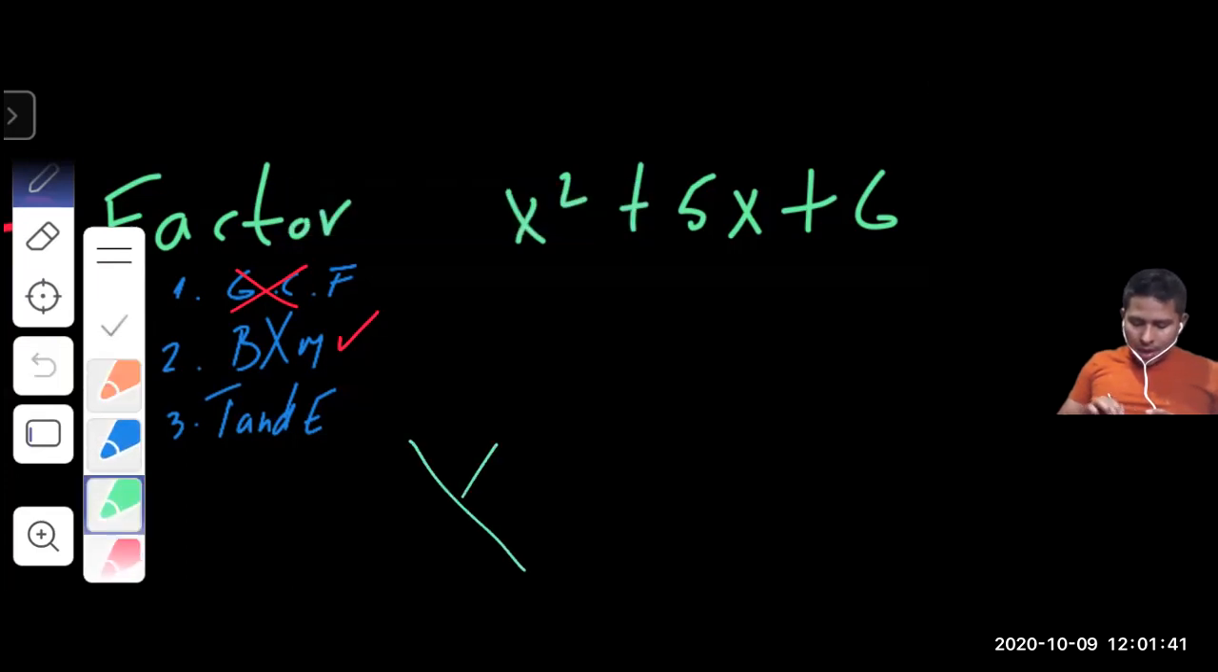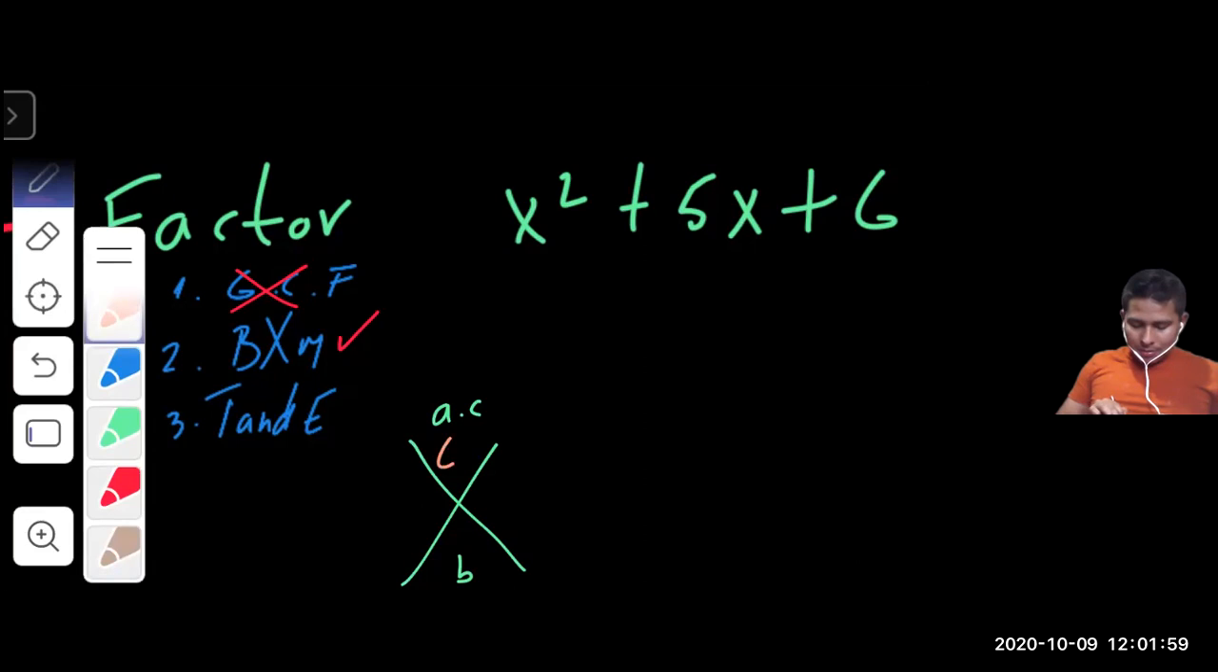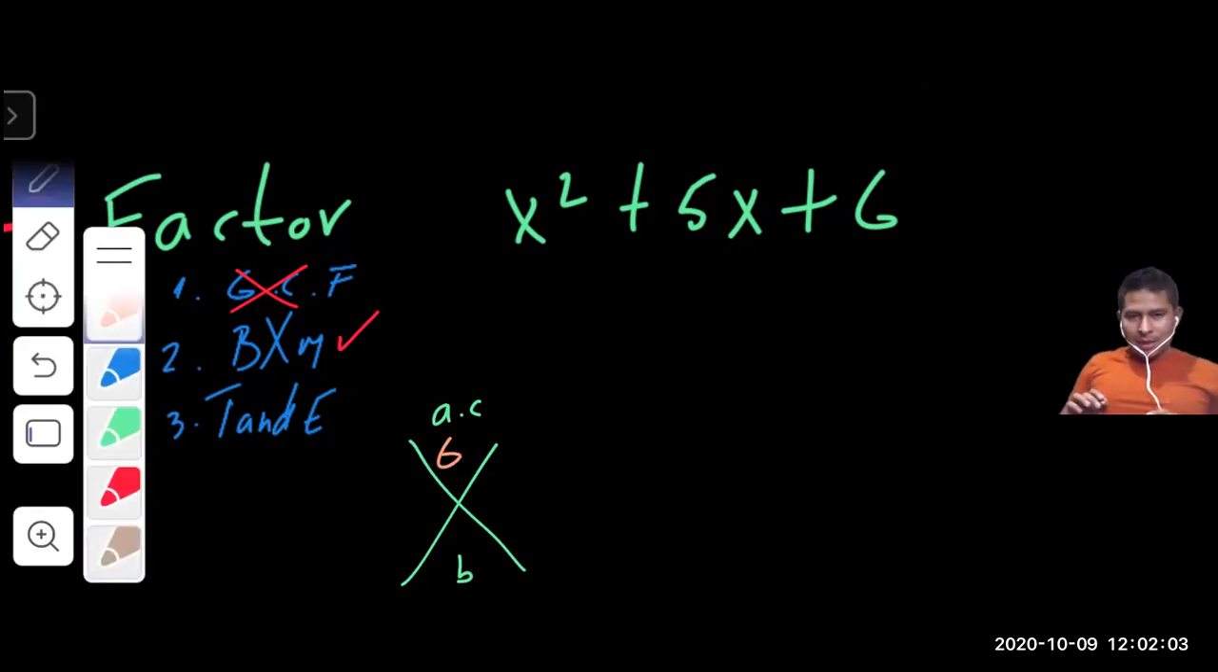I'm going to make a big X here and substitute. Keep in mind, the quadratic terms are A, B, C. What is A, guys? A times C is 1 times 6, that is 6. Now, what is B, guys? What is the value for B in this case? 5x. 5. Okay, we only need the coefficients, 5.